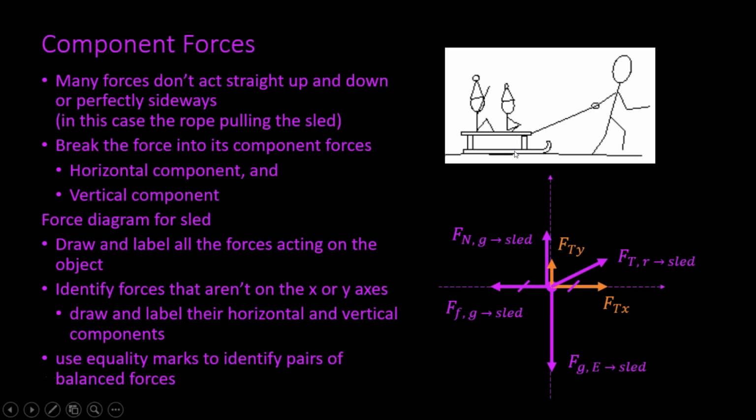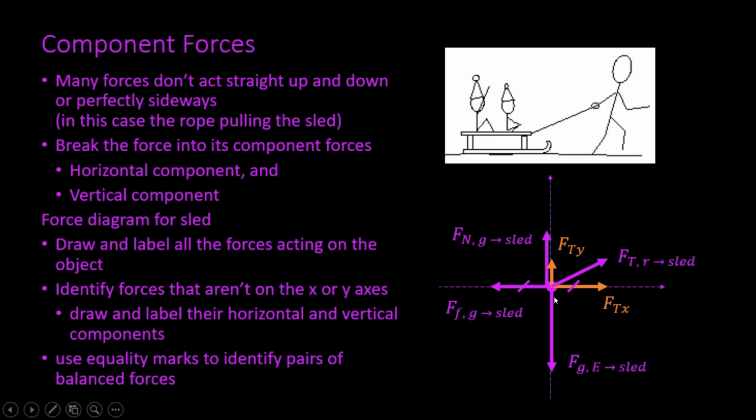Now the sled is not moving up or down, so vertically it's motionless. That means that the vertical forces pointing up have to be balanced by the vertical forces pointing down. However, I'm not going to use equality marks because I have two forces acting up on the sled, the normal force and the Y component of the tension force. So those two added together equal the strength of the gravity force pulling down on the sled. But because these two added to each other equal this, neither of these forces are equal to this one, so I'm not going to use equality marks.